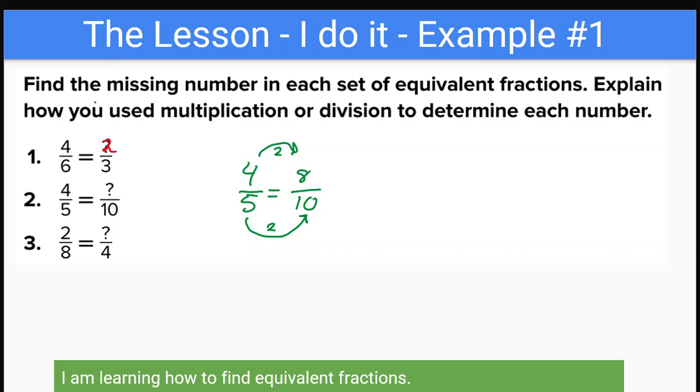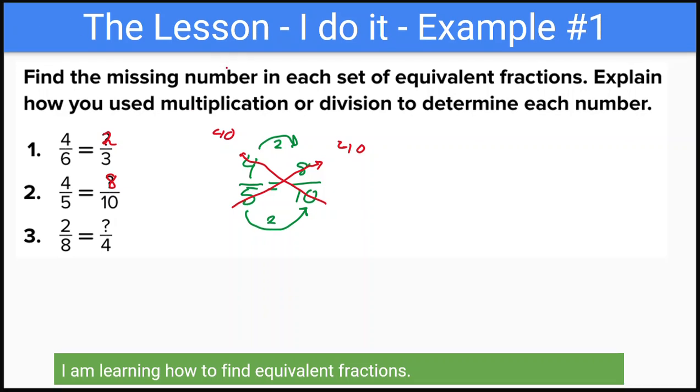Let's cross multiply to check right here. 5 times 8, that's 40. What's 10 times 4? Yeah, that's 40 also. We've got a match. That's correct. So 4/5 equals 8/10. Okay? Do you get what we're doing? Sure you do. All right. Let's go on to the next one.